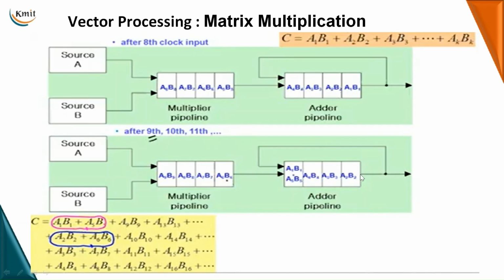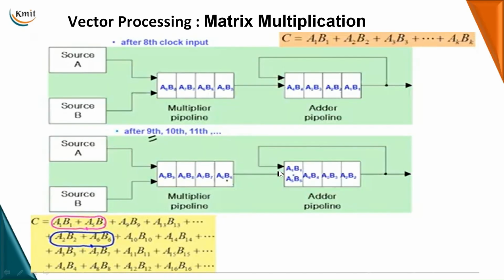So here, whatever is the output of A1 is again given as input to this particular stage to perform an addition operation in the adder pipeline. That is the use of a dynamic pipeline. So vector processing implements the concept of dynamic pipelines.